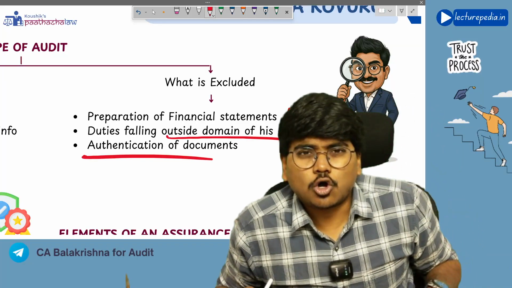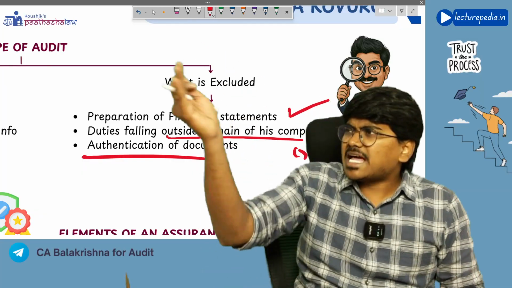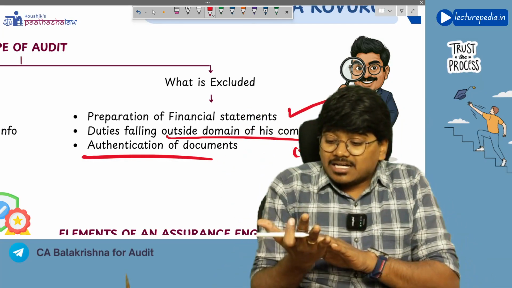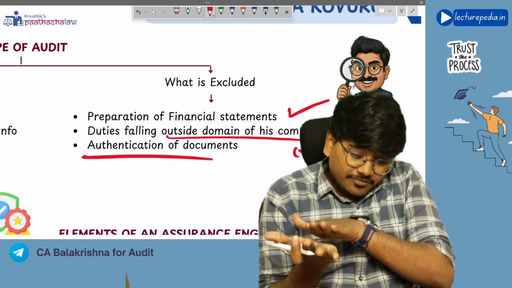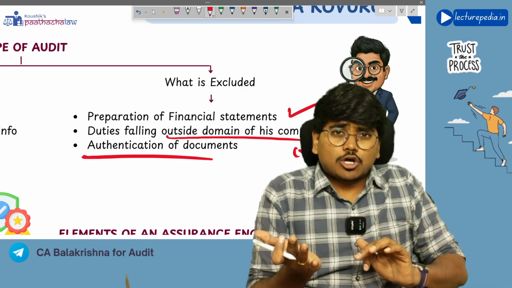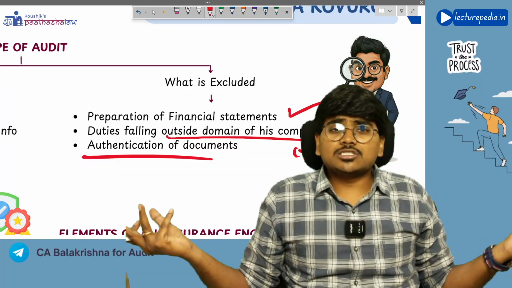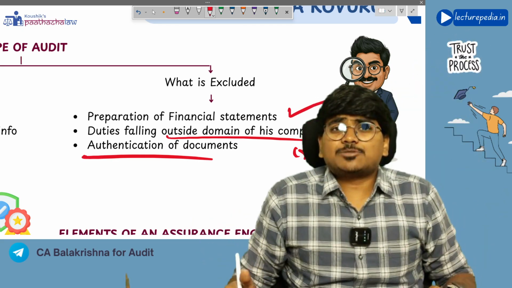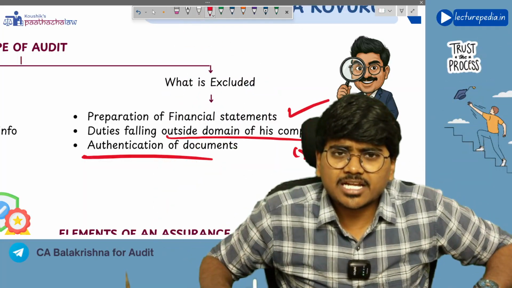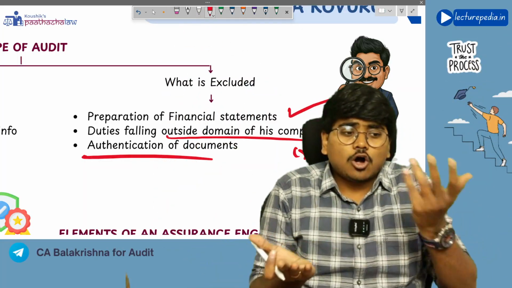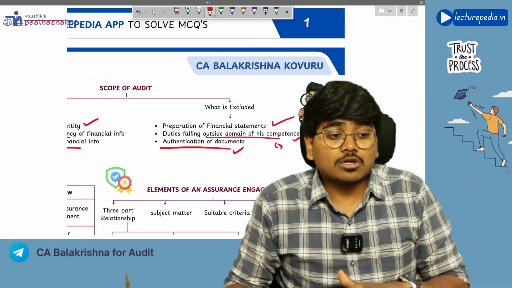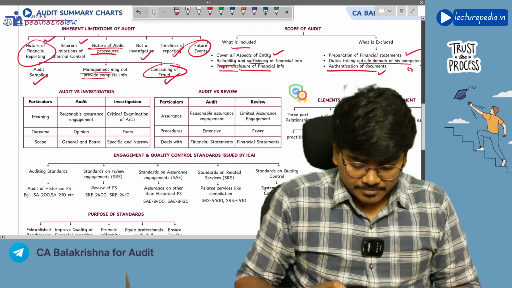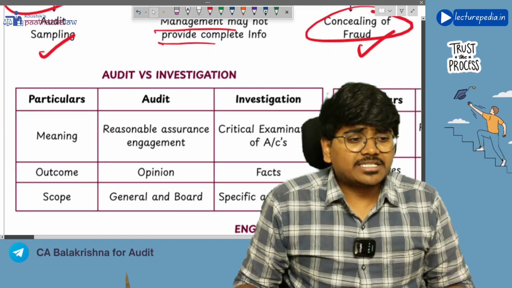Next, authentication of documents. See, authentication of documents means management have given you a bank fixed deposit certificate. Now auditor cannot verify whether this certificate is original document or a fake document. Management has created a fake document. Auditor is not having knowledge to do this type of analysis. That can be done by forensic experts. Forensic experts can tell you whether the document is fake or real. So authentication of documents is also out of the scope of audit. Got it?